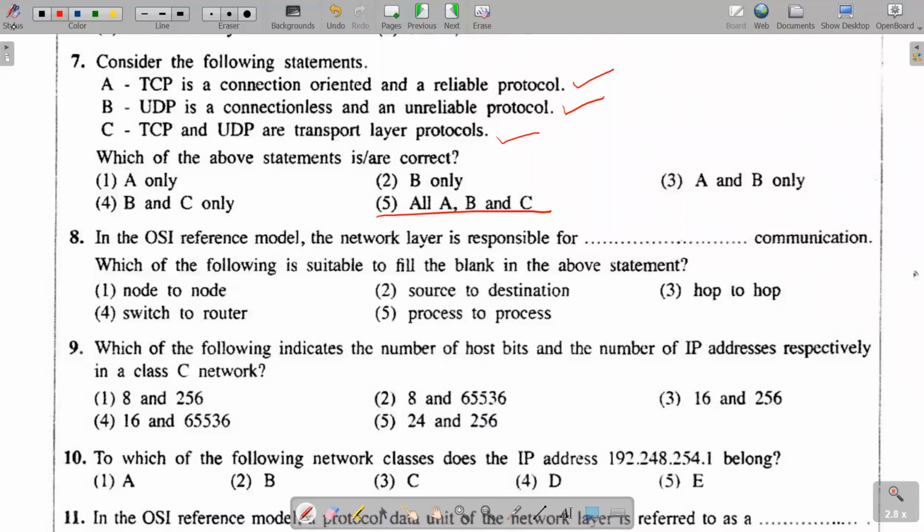Okay, then the eighth. In the OSI reference model, the network layer is responsible for, yeah, the network. Now, when it comes to the 7-layer architecture, what do we take? Application, presentation, session, I'm sorry, not network, it's transport. Then transport, then network, then data link, then the physical.